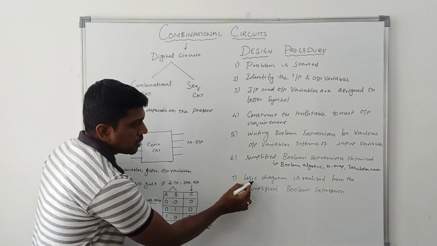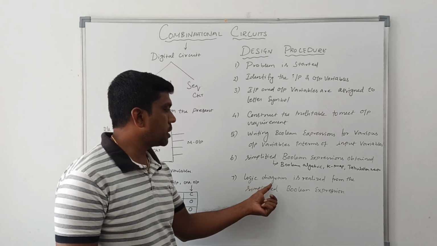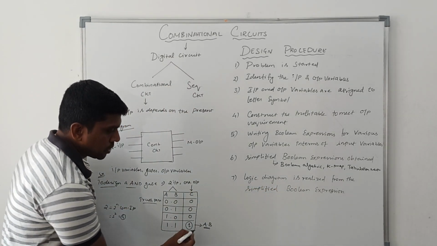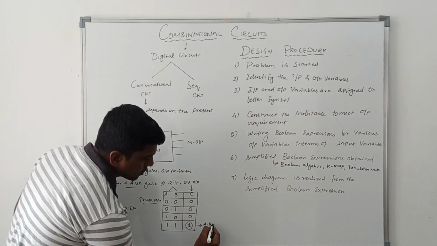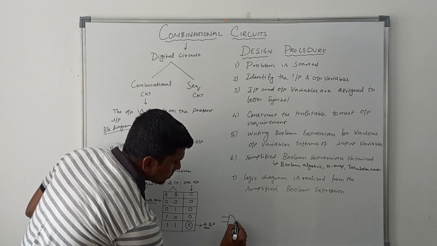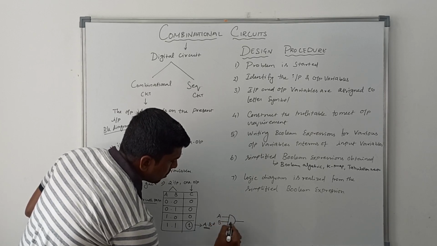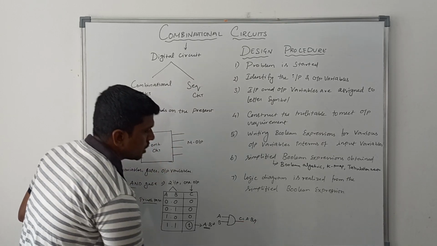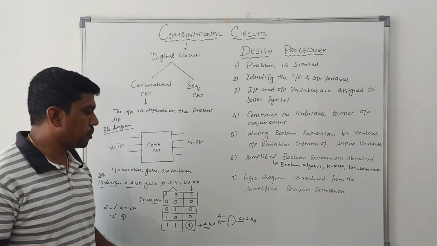Then the final step, design the logic diagram. The logic diagram is realized from the simplified Boolean expression. A dot B is the simplified Boolean expression, so it is like an AND gate with inputs A and B. The final output is C, so C equals A dot B. This is the design procedure.